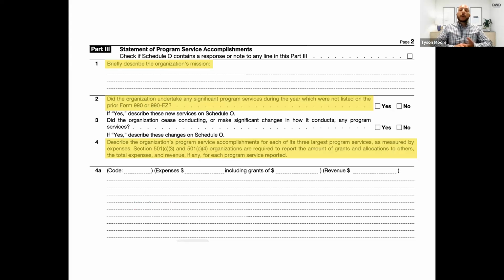So again, I'd recommend going through, looking to see what your organization is reporting in this section and maybe tweaking it a little bit, especially if the wording has been the same year over year. Maybe this is the year that you can refresh and update this section.